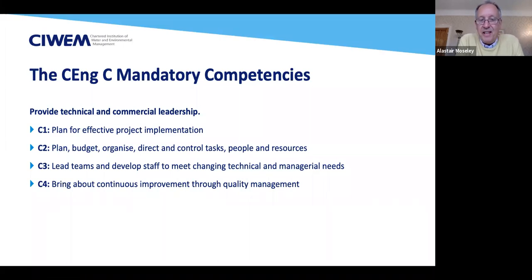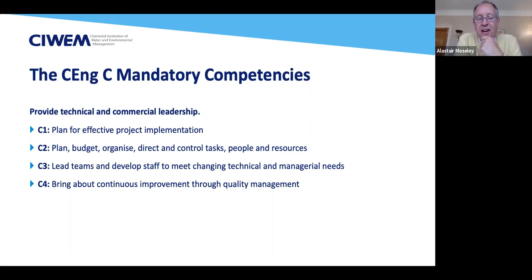The C3 one is about leading teams and developing staff. There's a big focus in the engineering one in showing how you develop the staff along with you to meet these technical and managerial needs. So there's again, this is a resource management one, which could be part of CIWEM C1, but it needs a more fulsome answer. And then the final one, C4, bringing about continuous improvement through quality management.